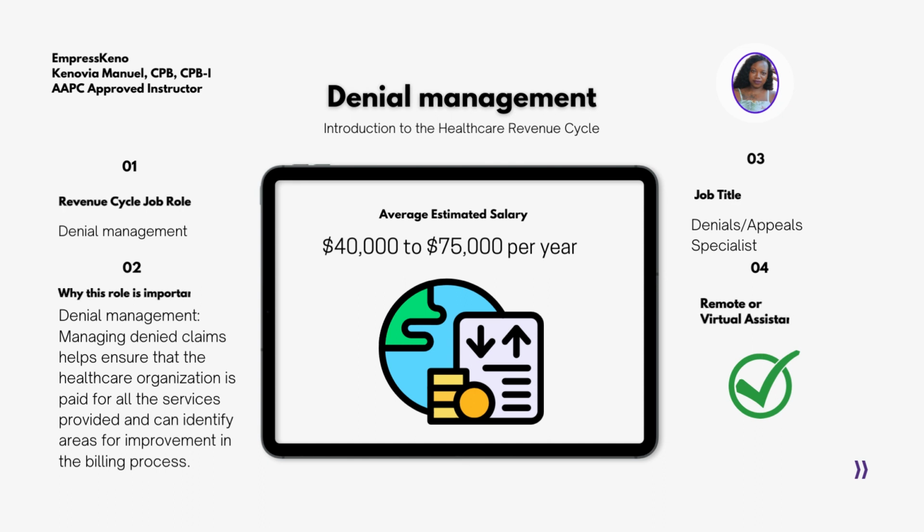Denial management is an extremely crucial part of the healthcare revenue cycle. Why is this role important? Managing denied claims helps ensure the healthcare organization is paid for all the services provided and can identify areas for improvement in the billing process. Denial management is crucial to any healthcare organization because it helps to identify revenue leaks. This means a service has been rendered on behalf of a client or patient, and the healthcare organization has not been compensated for it. In order to know when you have not been compensated when you work on a reimbursement system, you have to record the payment or lack of payment.